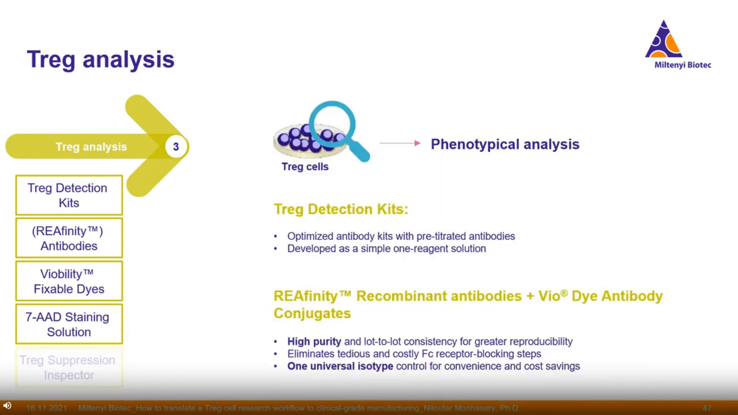For phenotypical analysis of Tregs, we have some Treg detection kits, which are optimized antibody kits with pre-titrated antibodies developed as a simple one-reagent solution. At the same time, you can benefit from REAfinity recombinant antibodies plus our VioDye antibody conjugation, which offers you high purity and lot-to-lot consistency for greater reproducibility. And you can eliminate tedious and costly Fc receptor blocking steps because they have one universal isotype control, for convenience and cost saving.